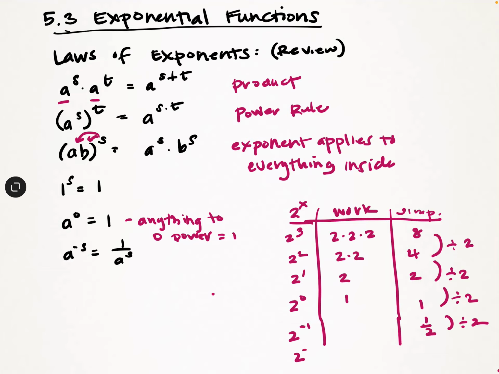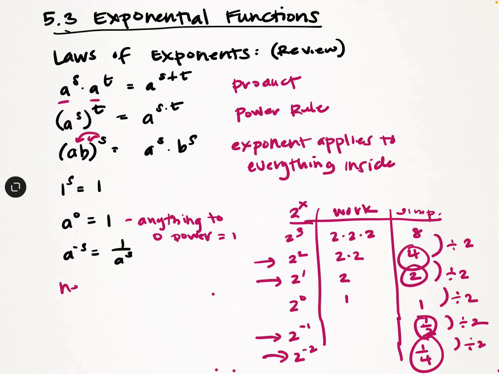And then if we do 2 to the negative 2, follow our pattern, divide by 2, half of a half is 1/4. So what you're going to notice here is that 2 to the 1 and 2 to the negative 1 are reciprocals. Same with 2 squared, which is 4, and 2 to the negative 2, which is 1/4. So any negative exponent, what that says to do is take the reciprocal.